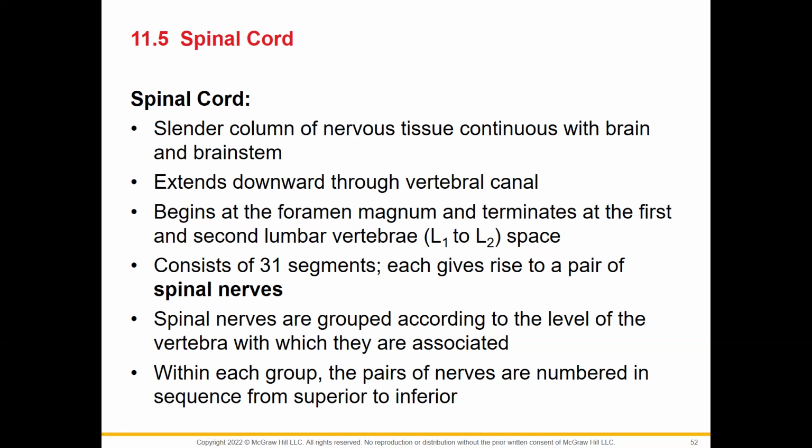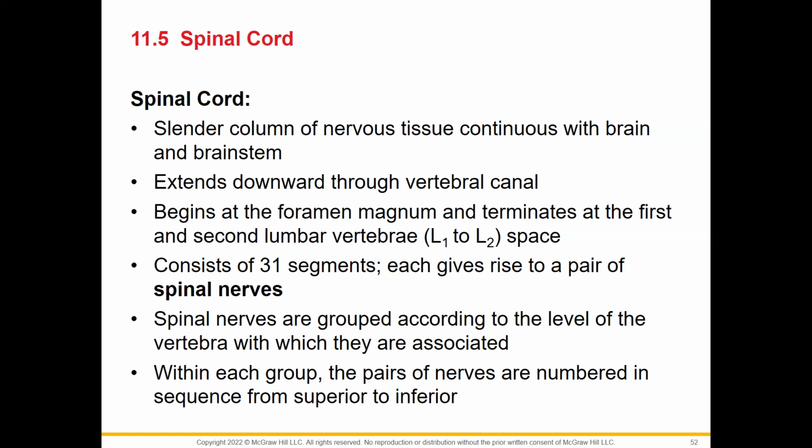If you remember the cranial nerves, there were 12 cranial nerves, and there are now 31 spinal nerves bilaterally. Just like the cranial nerves, there is a left one and a right one, so one comes out of each side of each level. They're in pairs coming out of each level. Spinal nerves are grouped according to the level of the vertebra with which they are associated.